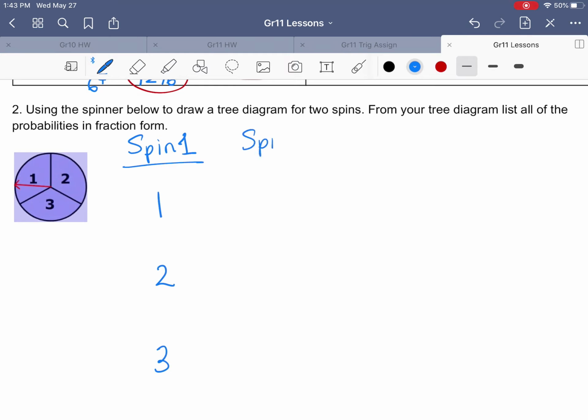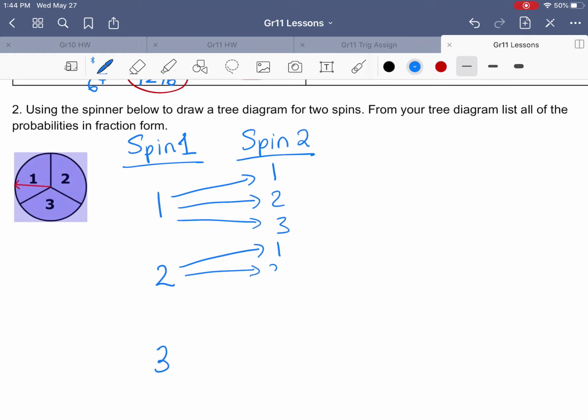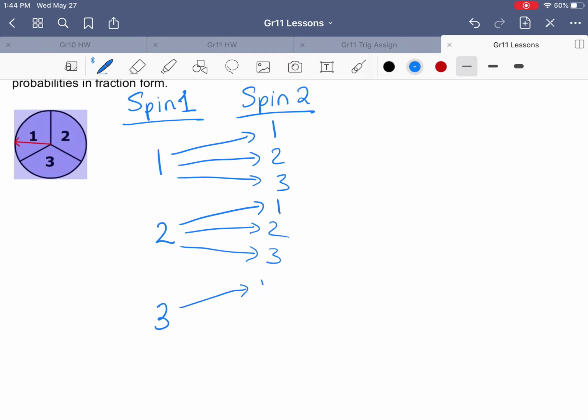Now we're going to spin it again. And when we do these tree diagrams, really what we're looking at is combinations. Right? We're looking at what 2 things can we get in a row. So if we spun a 1 the first time, the second time we can also get a 1. We could also possibly get a 2. We could possibly also get a 3. And this is going to be the same for 2 and 3 as well. So if we spin a 2 the first time, the second time we can still get a 1, a 2, or a 3. And same with spinning a 3. So 1, a 2, or a 3.